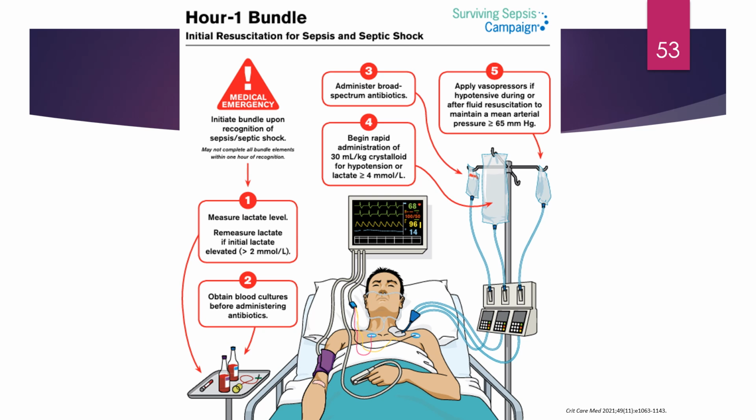So the 1 hour bundle consists of measuring a lactate level, remeasuring the lactate level if the lactate was initially elevated, after that obtaining blood cultures before administering antibiotics if possible, administering the broad spectrum antibiotics, administering fluid resuscitation to patients who have hypotension or a lactate of at least 4, and then applying vasopressors if you're still hypotensive during or after the fluid resuscitation.